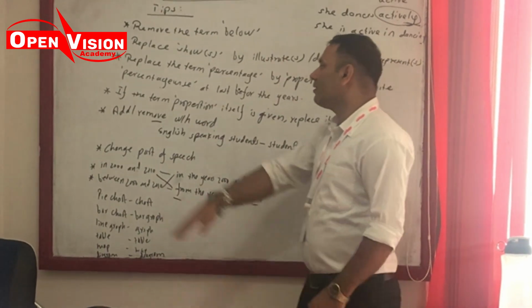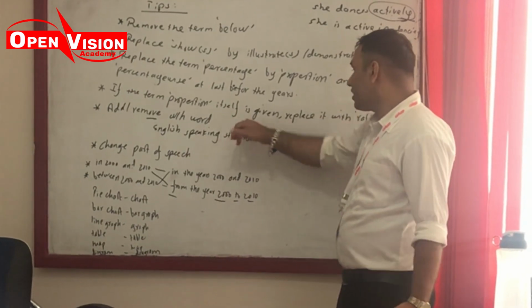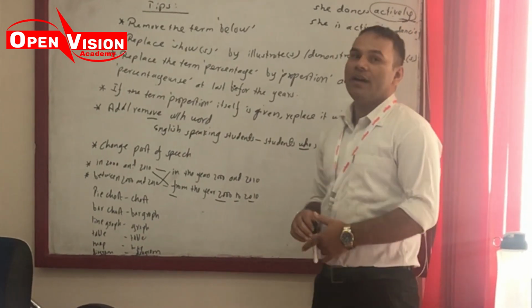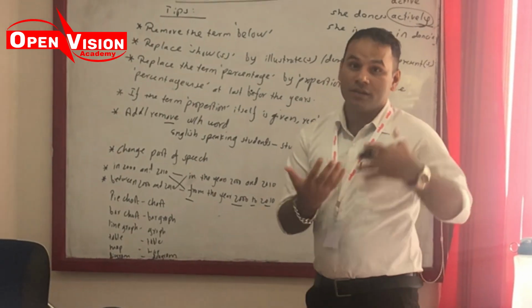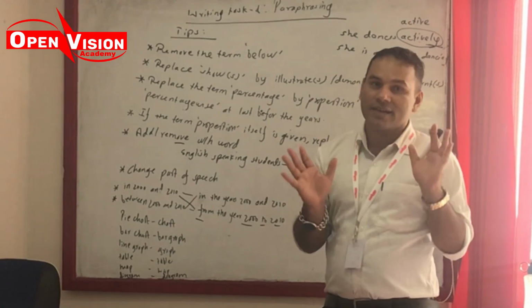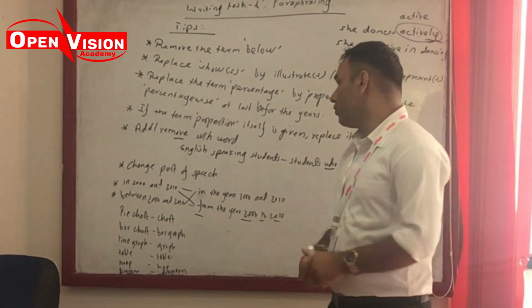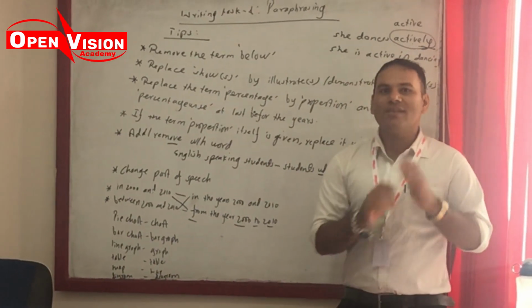The next tip is that if the term proportion itself is given, replace it with ratio. Ratio and proportion are not synonymous words. However, you can replace that term, because both of them show data, so there will not be any big issue. And add or remove the WH word. That is also a very important tip.